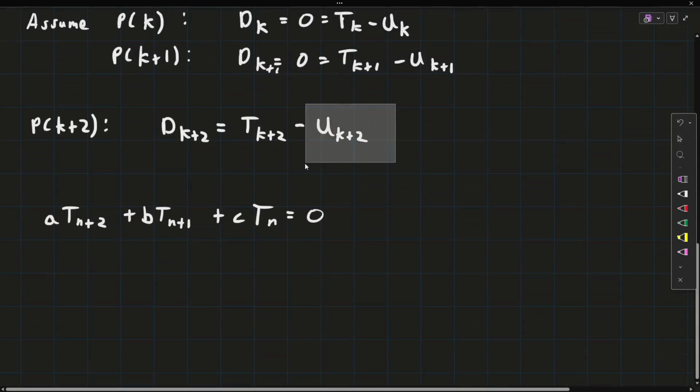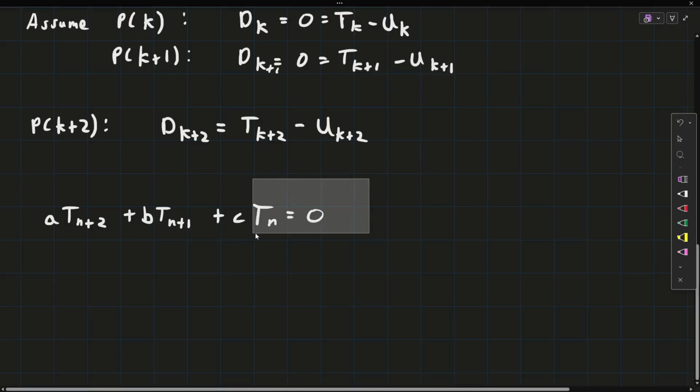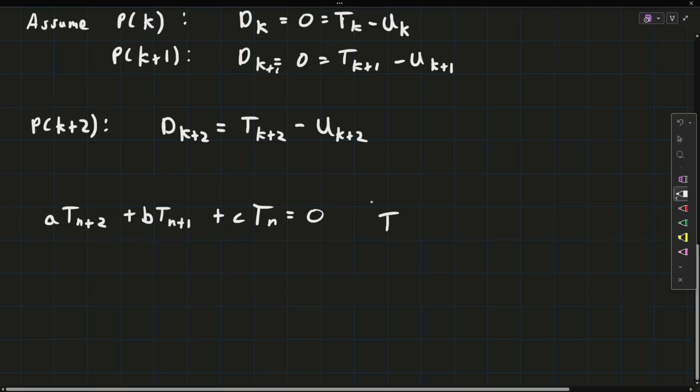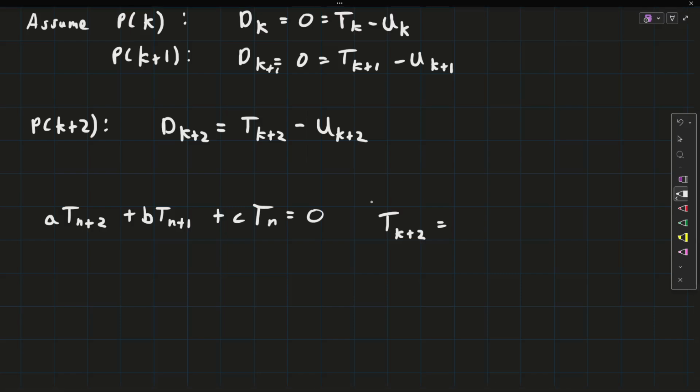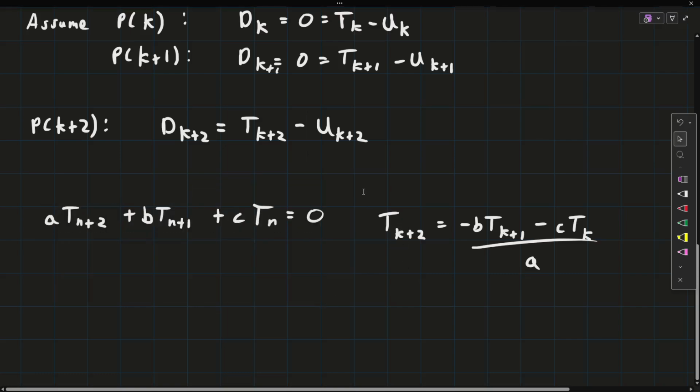Okay, well, we can't do it for u sub k plus 2, but we can do it for t. Sorry, that's a lie, we actually can. But anyways, we can go through this. So the idea is that t sub k plus 2 will be equal to minus b times t sub k plus 1 minus c times t sub k, all divided by a. So that's just rearranging this equation and replacing n with k, which we're allowed to do.